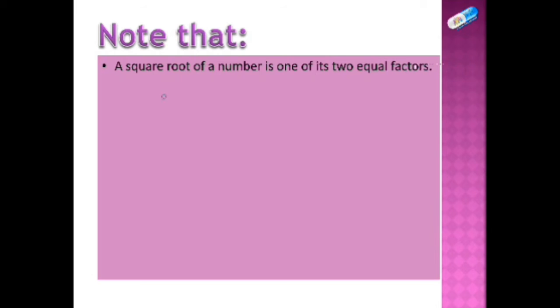Note that the square root of a number is one of its two equal factors. For example, if we say square root 36, square root 36 is what? What number times itself gives us 36? We know that 6 times 6 is 36. So square root 36 is 6. So this means that the square root of any number is one of its two equal factors, because 6 and the other 6 gives us 36.